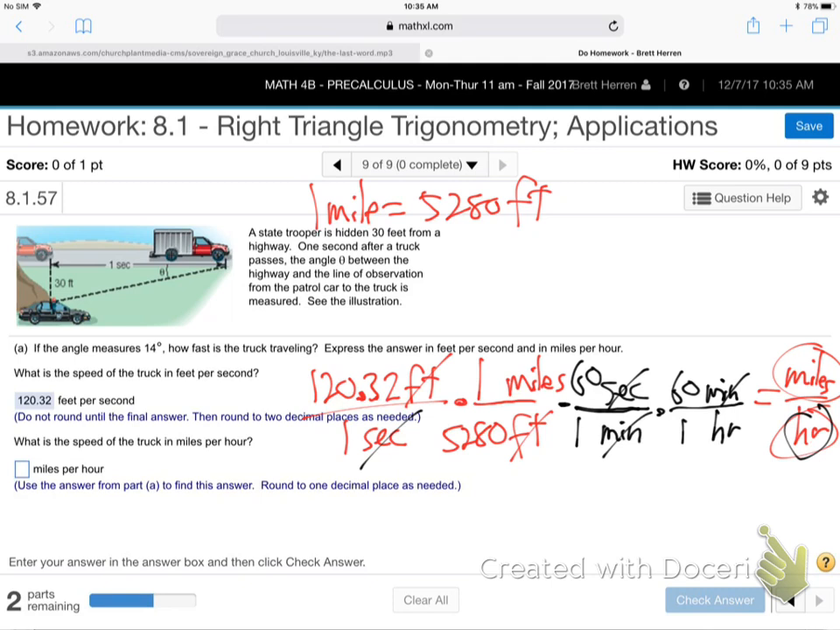Of course, it's faster if you do this: any numbers on the top, you multiply; any numbers on the bottom, you divide. So just take 120.32 divided by 5280, times 60, times 60. Numbers on the top multiply, numbers on the bottom divide. Any order works. Doesn't matter what order. You can make it slightly faster if you know how many seconds are in an hour. 3600, yeah, you could do that.